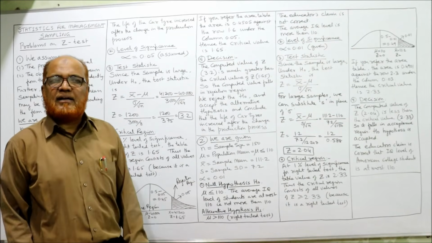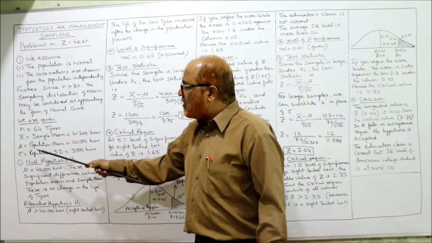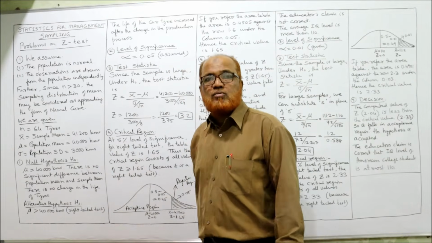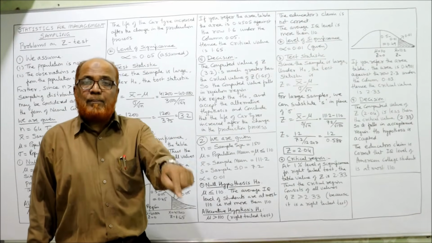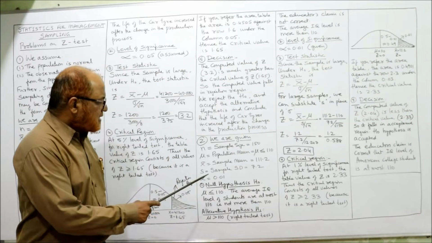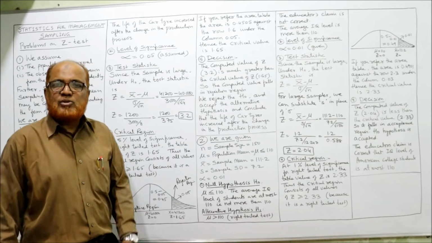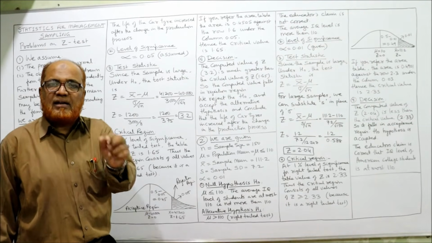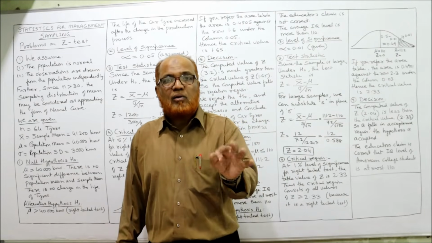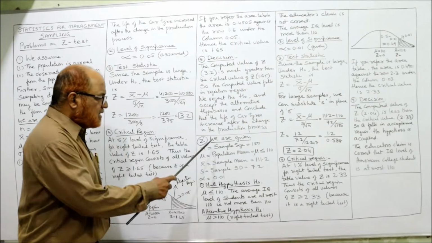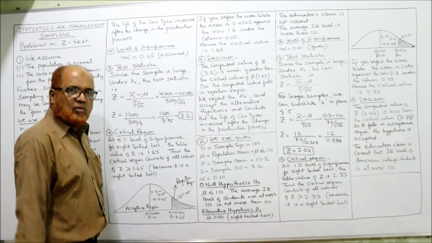And sample standard deviation. In the previous problem, sigma, the population standard deviation, was given. But in the current problem, the standard deviation of the sample is given, so it is denoted as small s. Small s is the sample standard deviation and sigma is the population standard deviation. That you have to remember. This is the information given. Alpha is equal to 0.01.